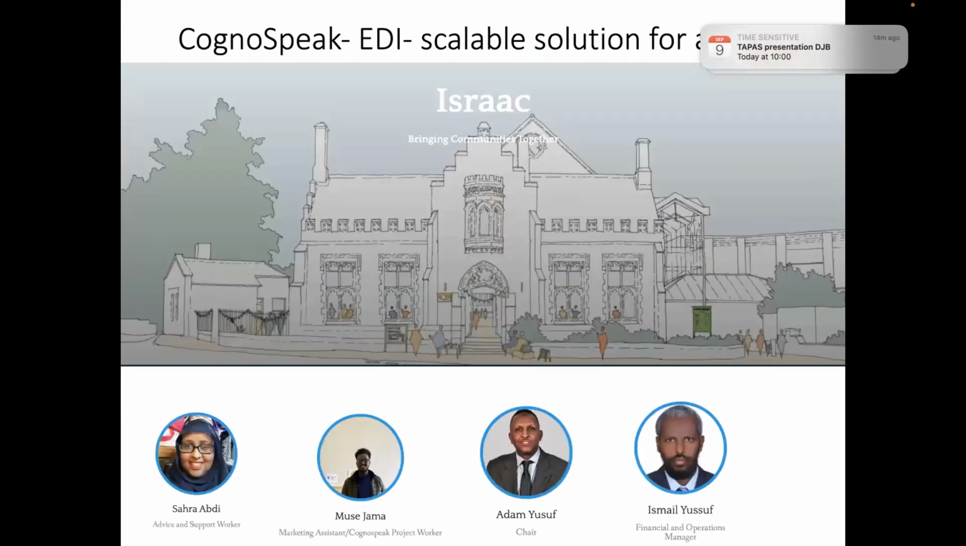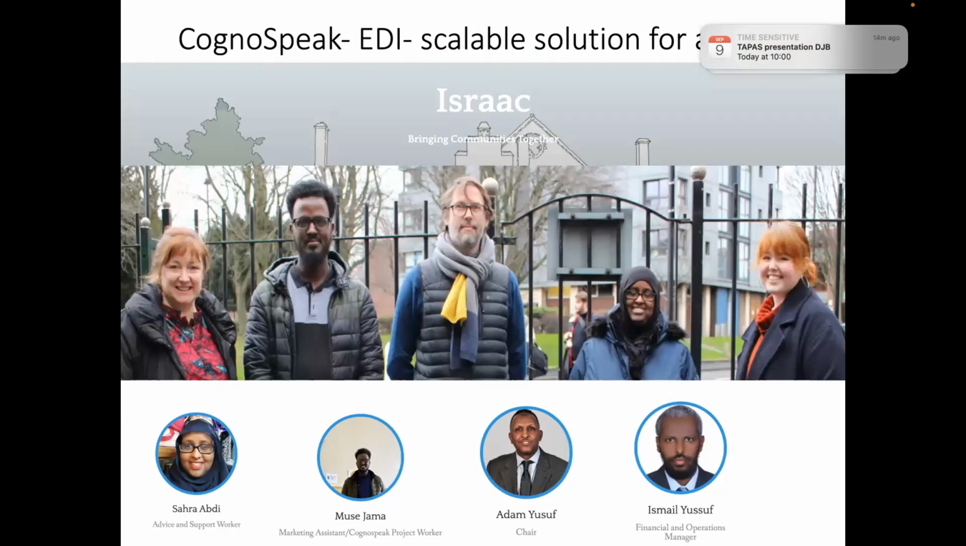So we have collaborated with ISRAC. This is a picture of their vestry hall, which is just on the outskirts of Sheffield city centre, with Adam Youssef, their chair, and Isma Youssef, their financial manager. And for this study, we've employed some research champions, Sarah and Musa. This is a photo of me outside with Sarah and Musa, and Lisa from Device of Dignity, and April on the far right, who was a research associate working with us.